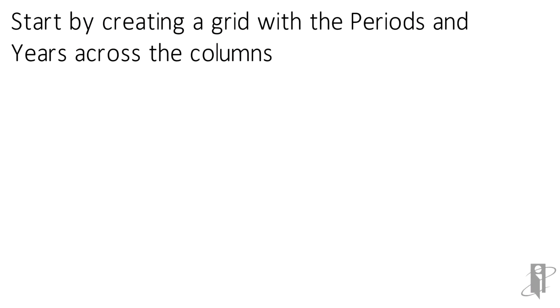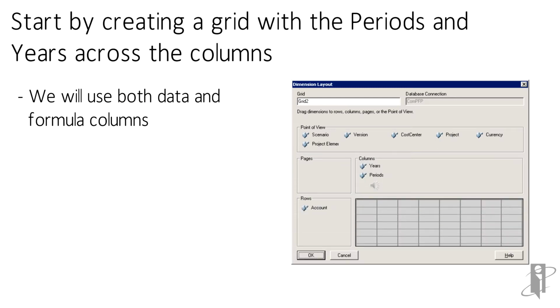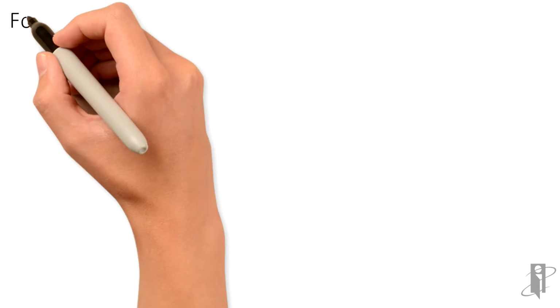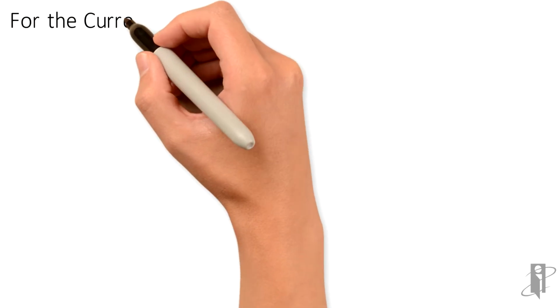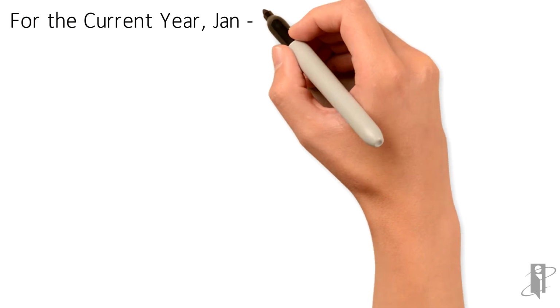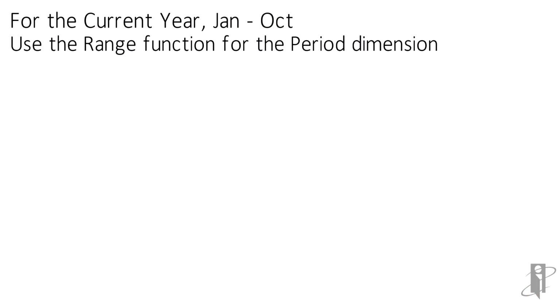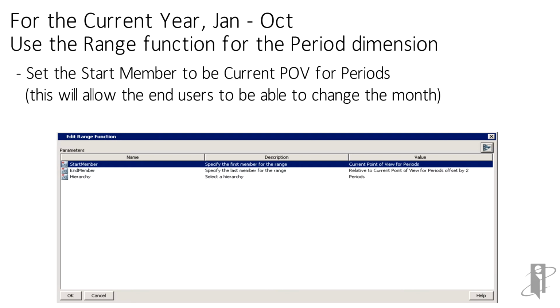Let's put the years and periods across the columns. We're going to be using both formula and data columns, and the other dimensions you can arrange as you see necessary. Alright, let's start off with the easy one first. This is going to be for the current year, January through October. What we're going to do is use the range function for the period dimension. So we're going to set the start of the range to be the current POV for periods.